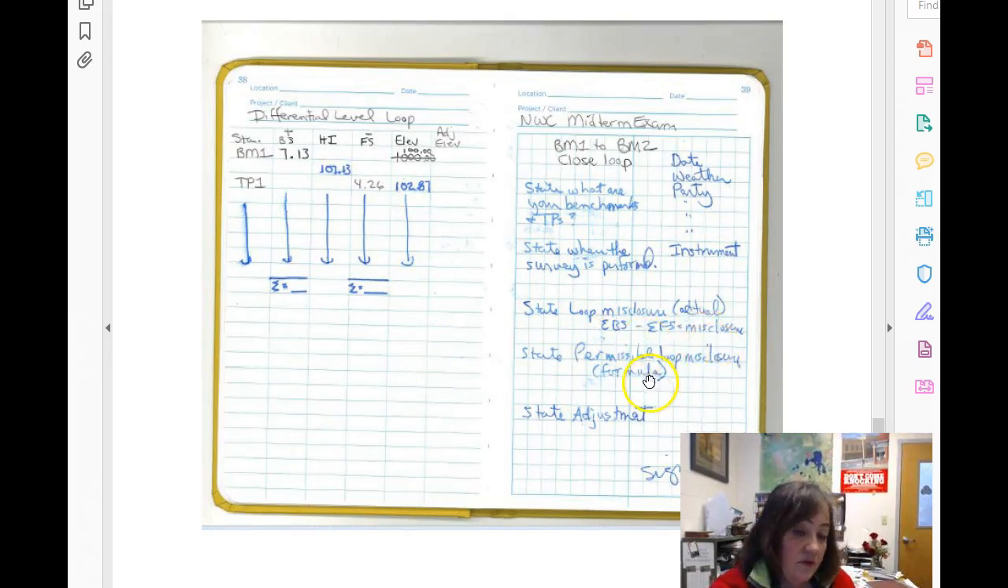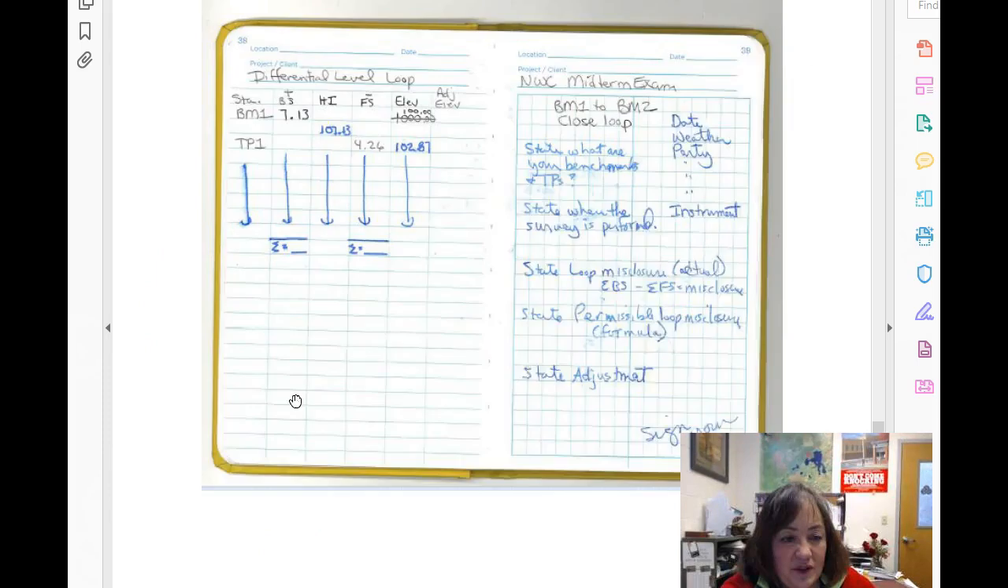And then we have a formula for calculating the permissible loop misclosure, and we can decide if the loop is okay or not. And then we'll state the adjustment at the end. And I don't think we're really going to do this. I think we'll leave this for another time. But we're definitely going to have to do the loop misclosure and the permissible misclosure and make a conclusion whether our loop is good enough or not.